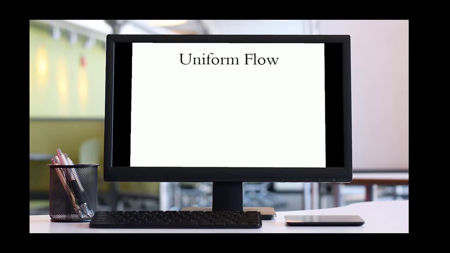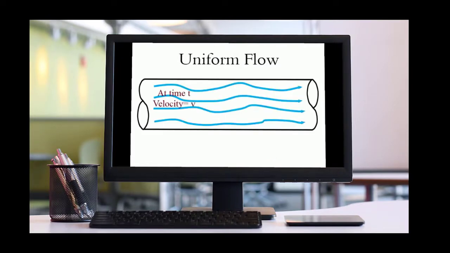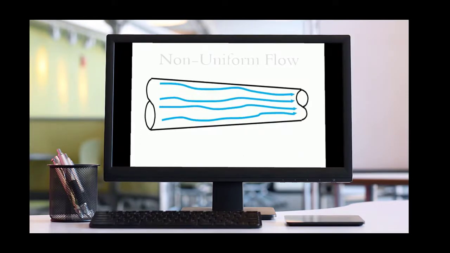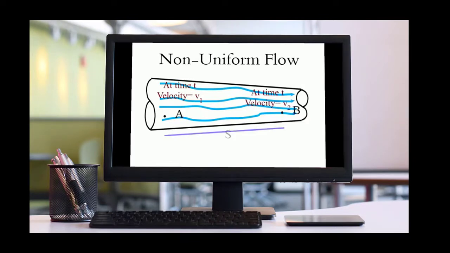The flow in which velocity at a given time does not change with respect to space, that is, length of direction of flow, is called uniform flow. For example, flow through a long straight pipe of uniform diameter is considered as uniform flow. The flow in which velocity at a given time changes with respect to space, that is, length of direction of flow, is called non-uniform flow. For example, flow through a long pipe with varying cross-section is considered as non-uniform flow.